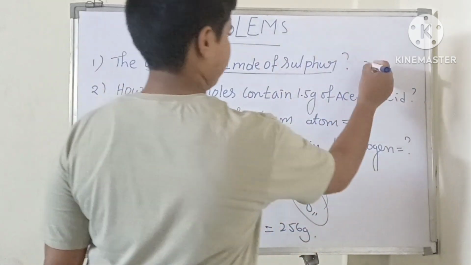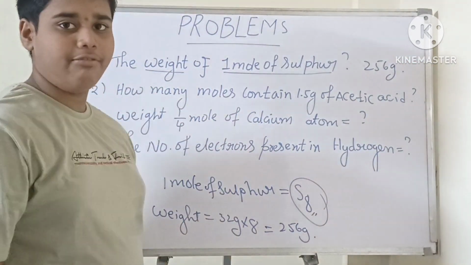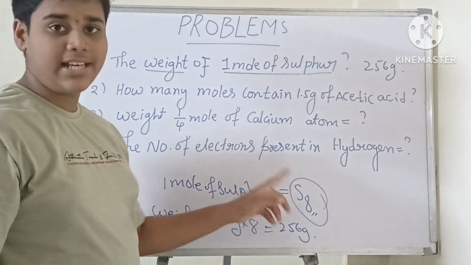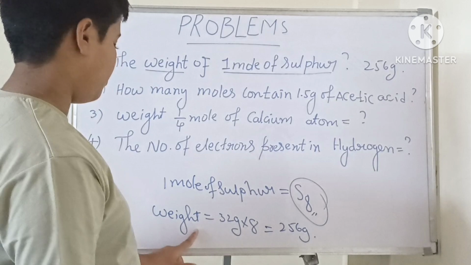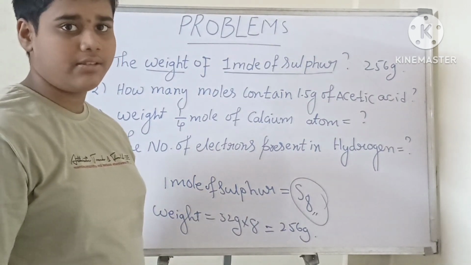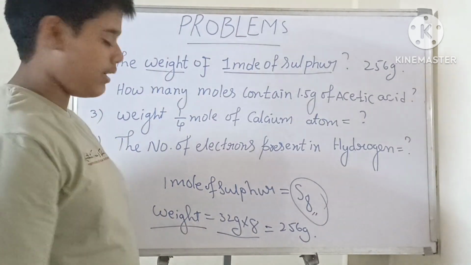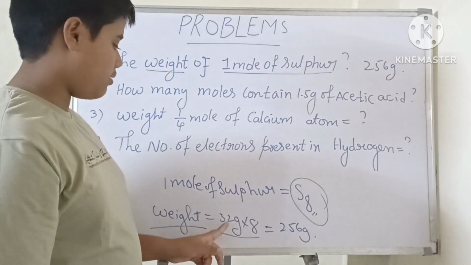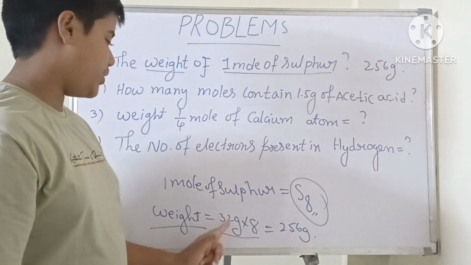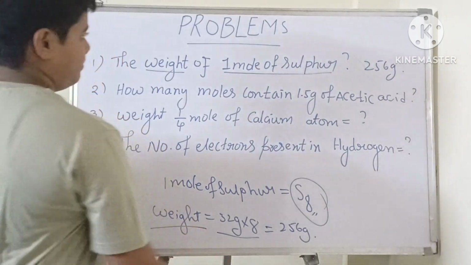Okay, I will explain again. We have to find the weight of 1 mole of sulfur. In 1 mole of sulfur, the atomic form of sulfur is S8. So we have to find the weight of 8 sulfur atoms. So here weight is equal to 32 into 8, because 1 sulfur is equal to 32 grams and we have to multiply with 8 because 8 sulfurs are there. So 32 into 8, 256 grams. Okay. So this is the first sum.